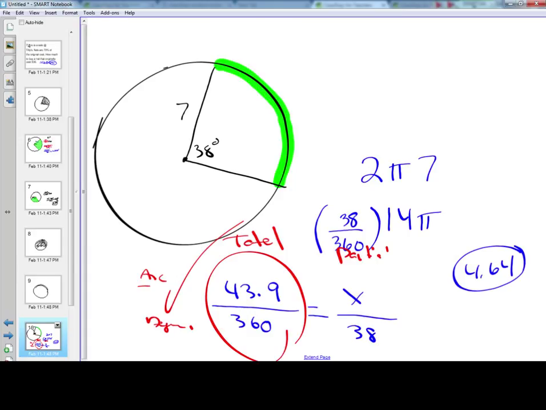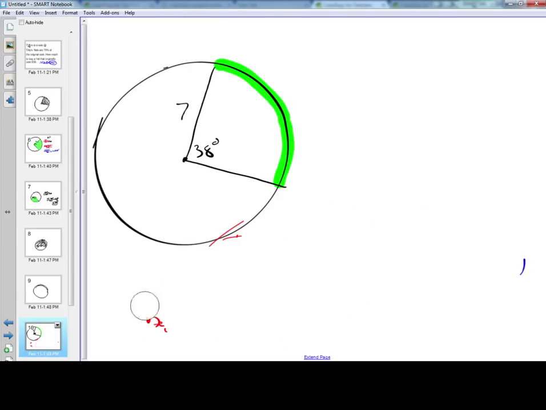Keep it simple. It's the circumference times what portion you want out of 360. So, how do you find circumference? The circumference of a circle is 2 pi r. The radius here is 7. So this is 2 pi 7, which makes 14 pi.